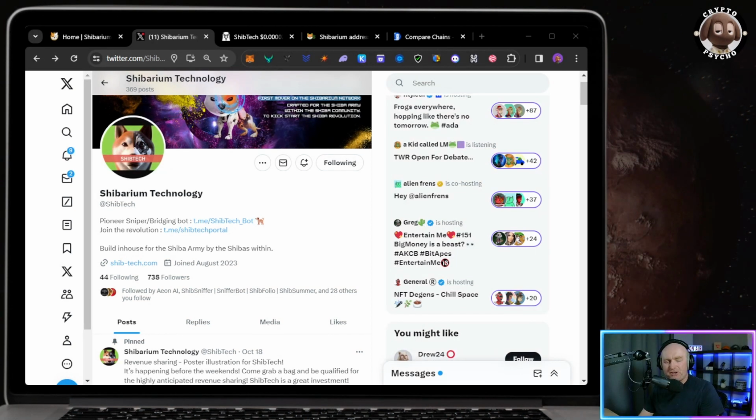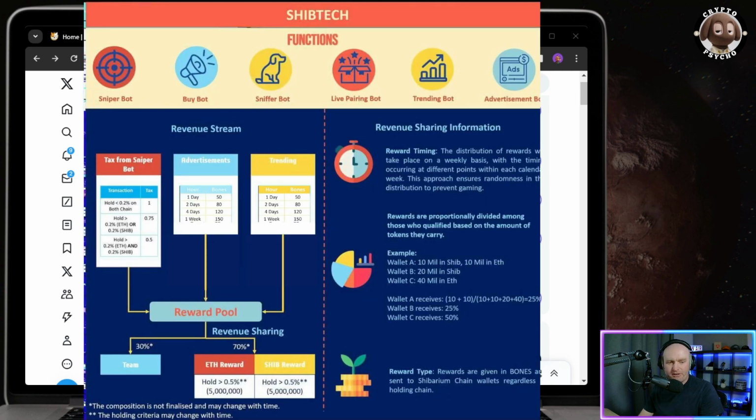So one thing I'm really looking forward to with Shibarium Tech is the passive income, the revenue which comes from transactions by users using the bots. Just looking at this chart, they've got different revenue streams. They've got a tax from the sniper bot. They've then got revenue coming in from advertising and the trending services. They're both the same. For a day it's 50 bone. For 2 days it's 80. 4 days it's 120. Or a week it's 150 bone. So obviously way more beneficial going for a week.